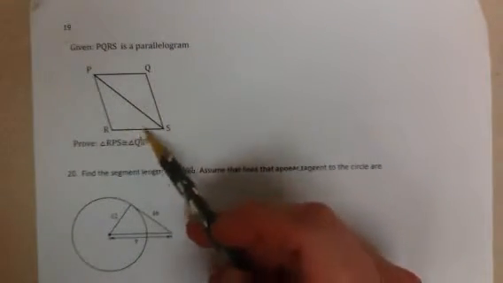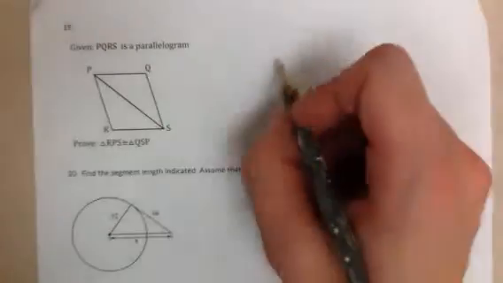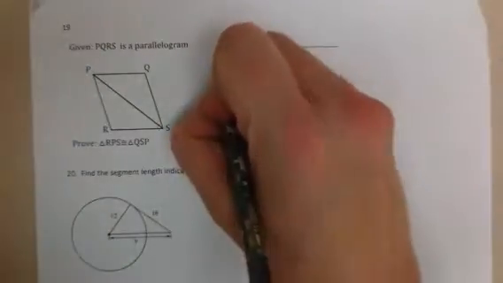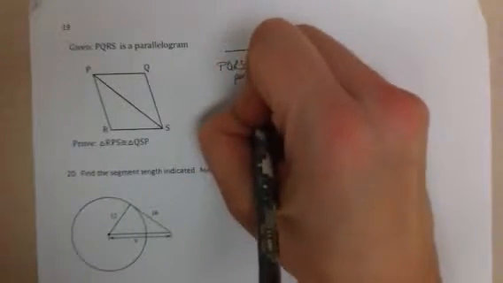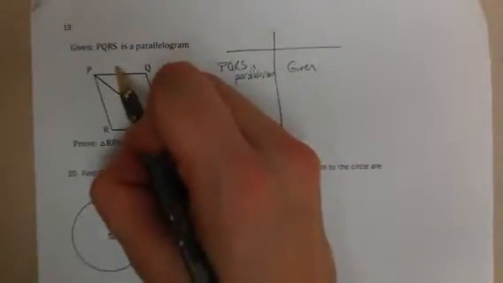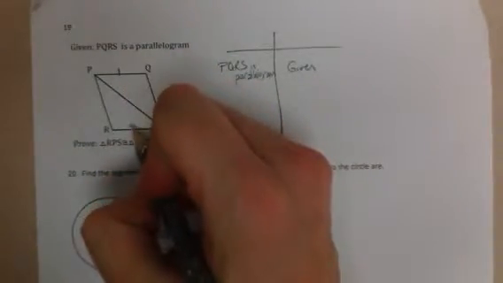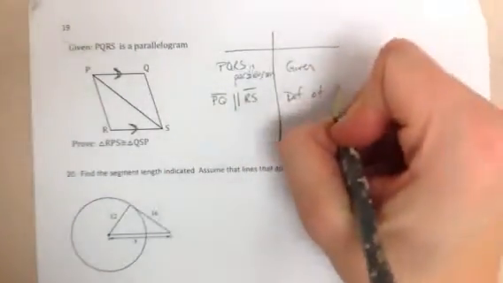Now, for the final proof, we know that this is a parallelogram. We want to prove that these triangles are congruent. So we know PQRS is a parallelogram. That's given. So now we just need to use that definition. That means that PQ is parallel to RS. That's by definition of a parallelogram, right?